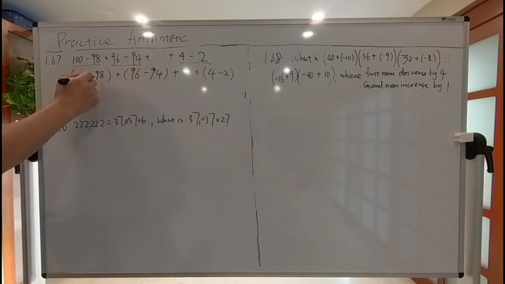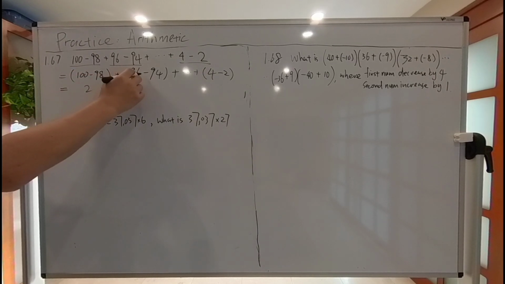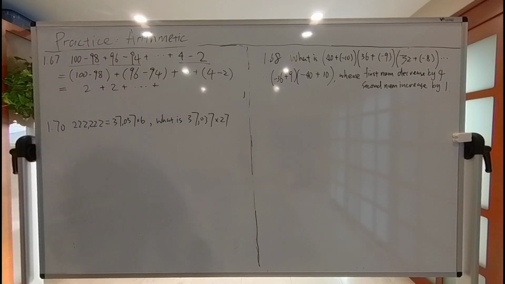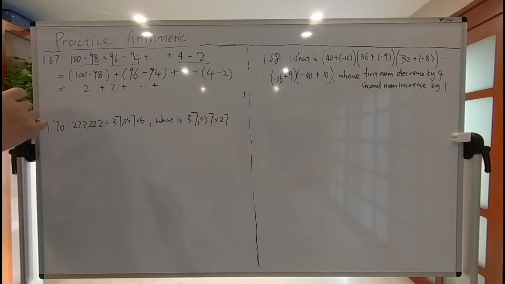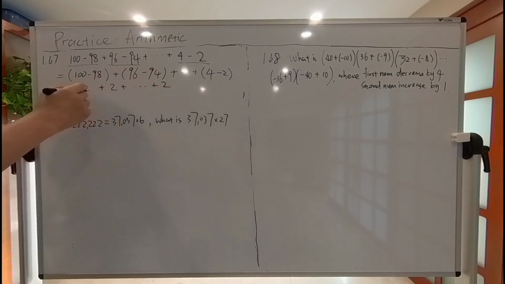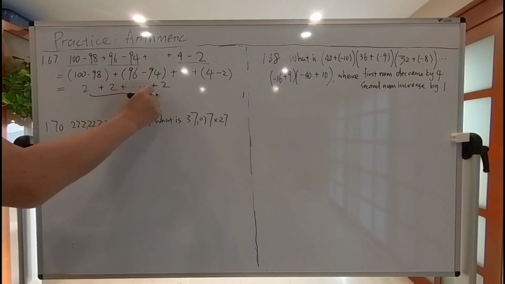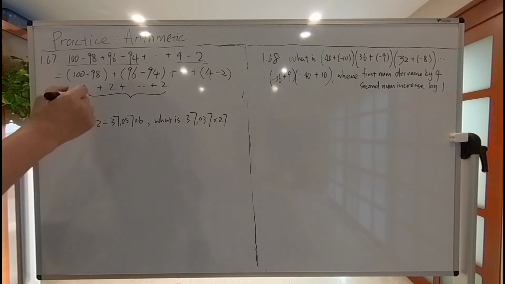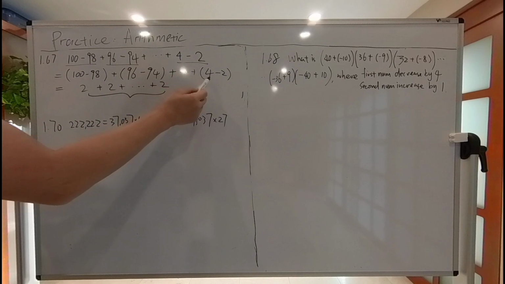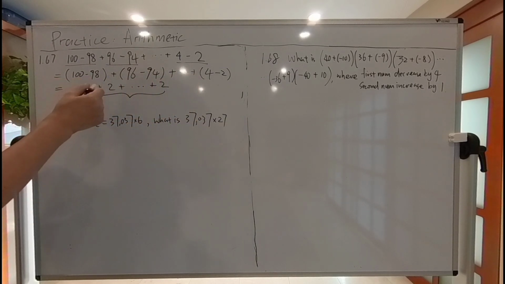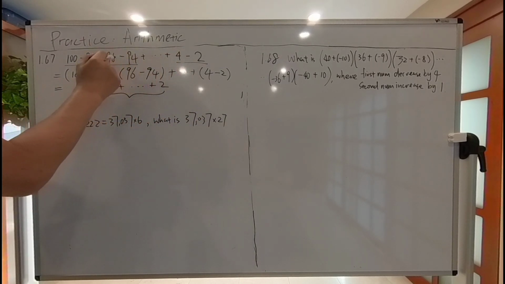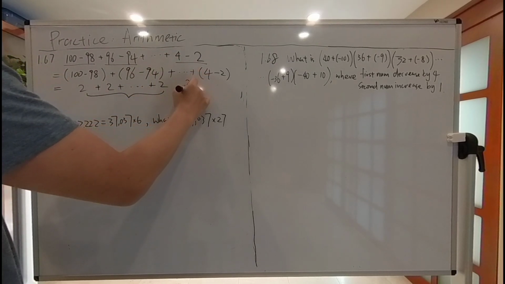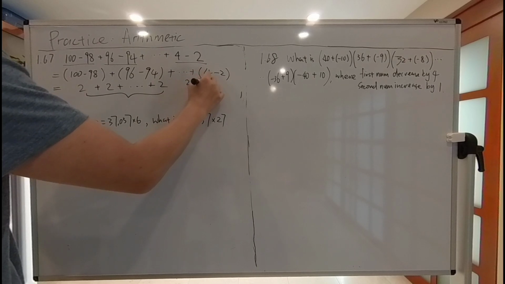So 100 minus 98 is 2, 96 minus 94 is 2, until the last term, 4 minus 2 is also 2, right? So then our last step is to figure out how many 2's are here to be added up. Again, I want to know how many pairs there are. It's equivalent to knowing how many numbers there are from the original question, and I only need to know how many numbers.